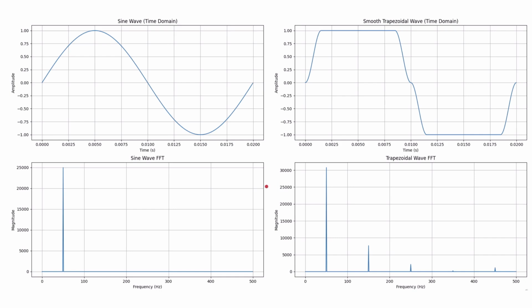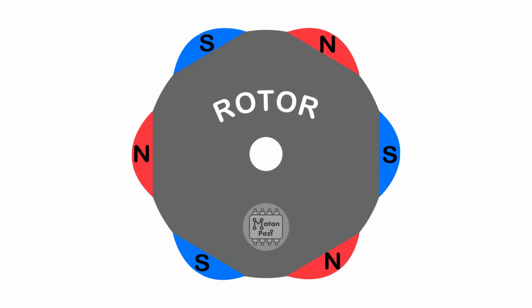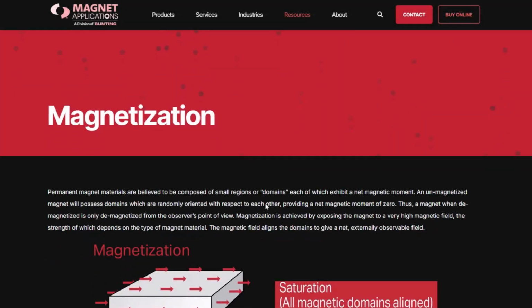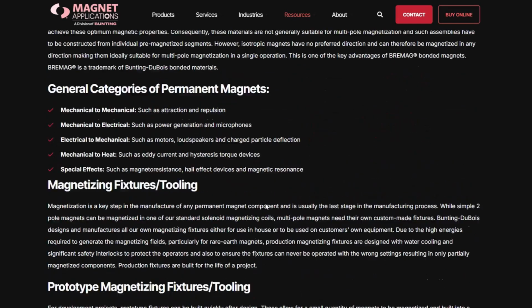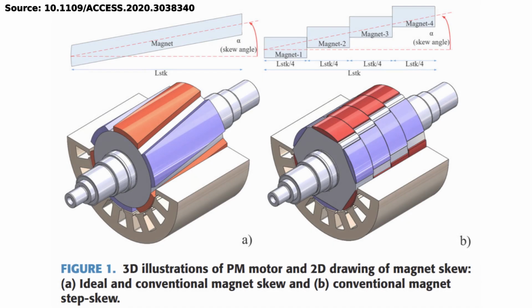Assuming we want to mitigate these harmonics, there are several ways to do that. First, we can change the magnet's flux shape. We can do this by changing the magnet's physical shape, from rectangular to a sort of crescent shape, for example. That way the magnetic flux changes gradually along the width of the magnet. We can also create magnets that have a specific magnetic pattern using specialized fixtures and thus create magnets that have a sinusoidal magnetic waveform. Another common solution is skewing.